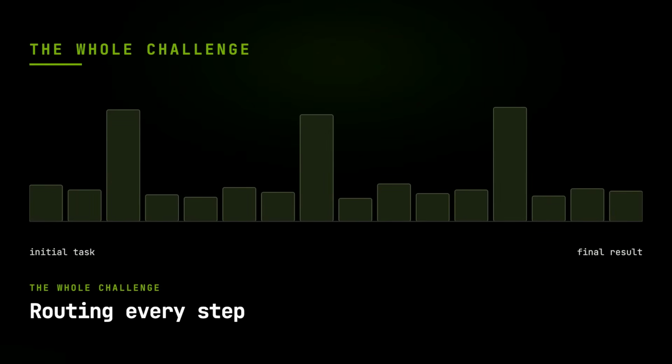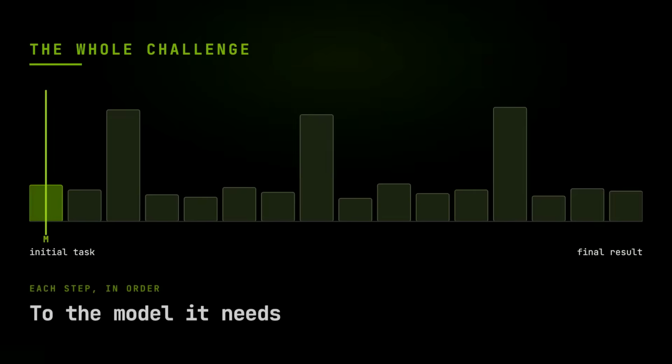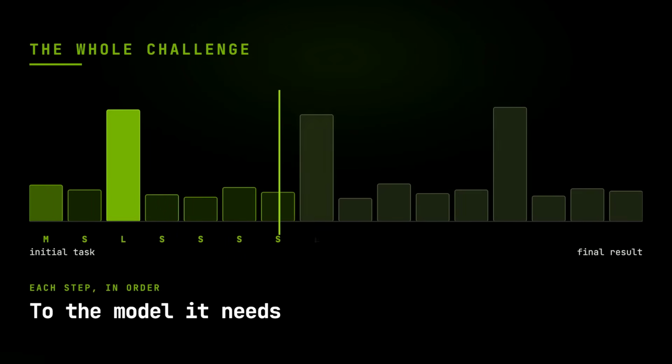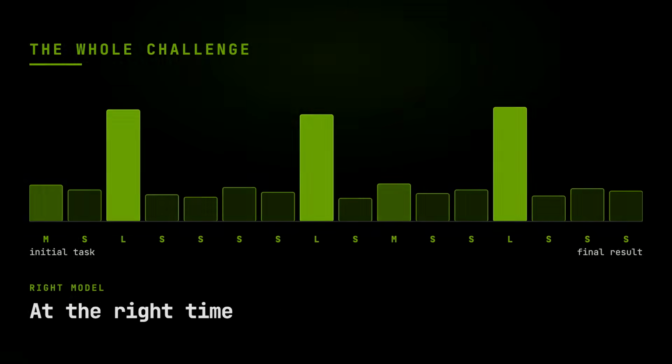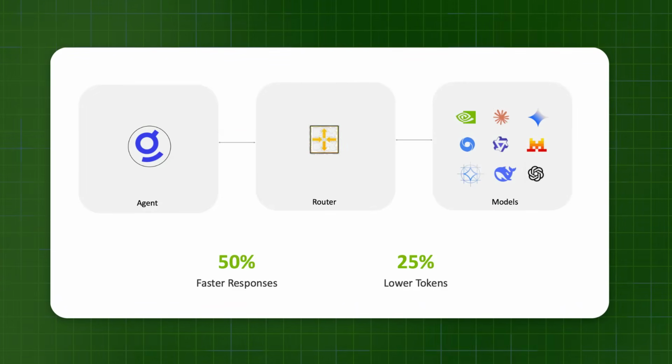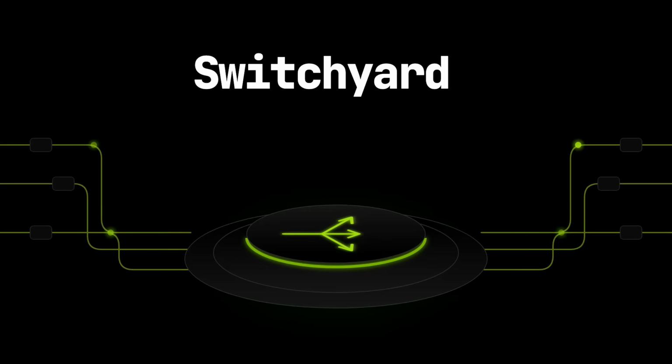So the whole challenge here is about routing each step in an agent trajectory to the right model at the right time. And what NVIDIA is actually releasing here, they're claiming can get you 50% faster responses and 25% better token efficiency. So when they reached out to sponsor the compute for this, I was totally open to see what they're actually doing. All right, so that brings us to what they're actually releasing.